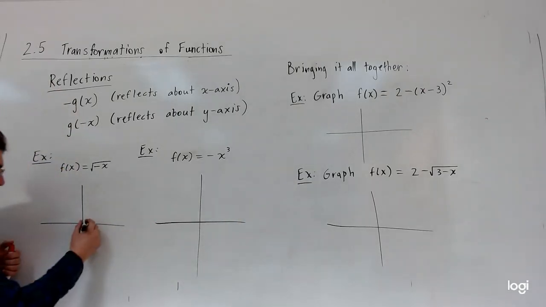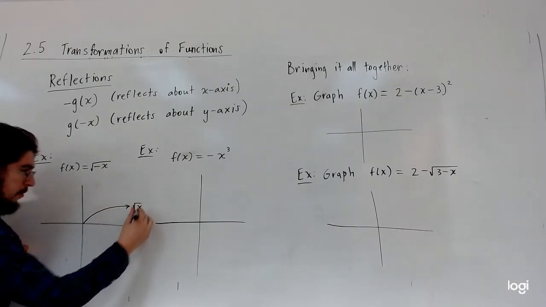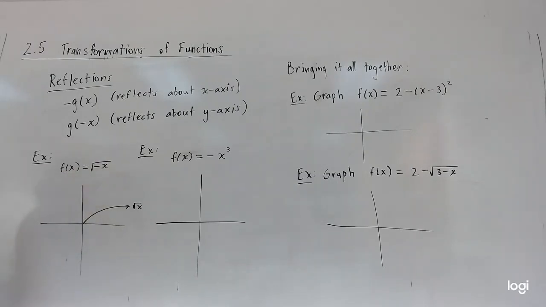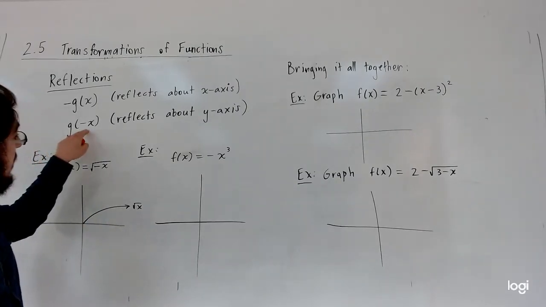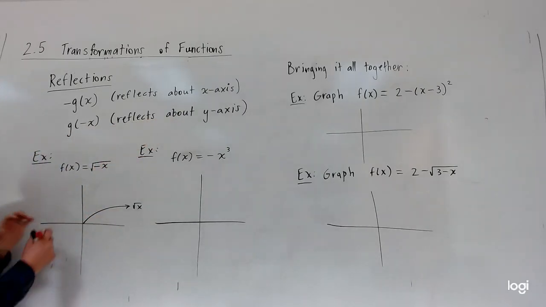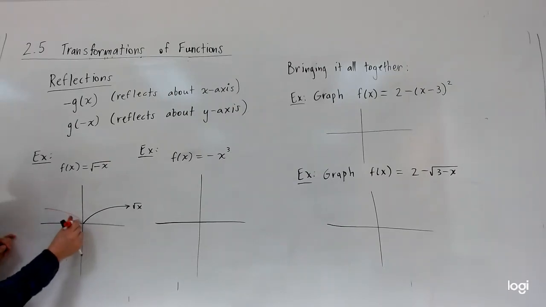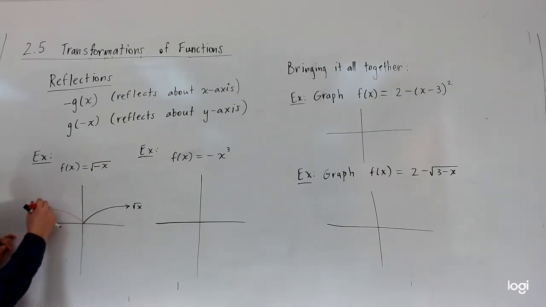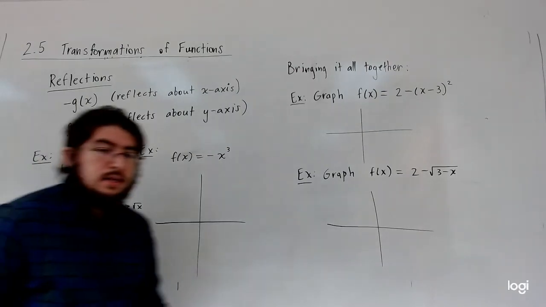Radical x squared again looks like this. But now in red, let me graph radical negative x. So radical negative x is what kind of a reflection? It's affecting x on the inside, so it is a y-axis reflection. So it'll look like this. It's a horizontal flip. So this is radical negative x. Okay, very good.